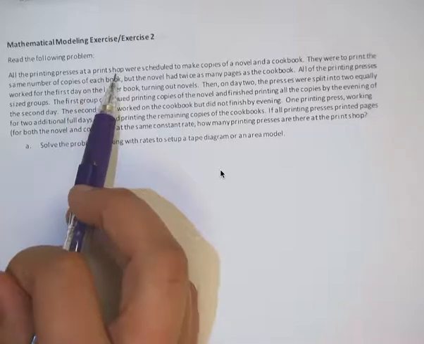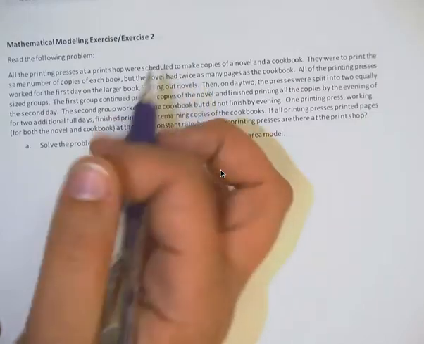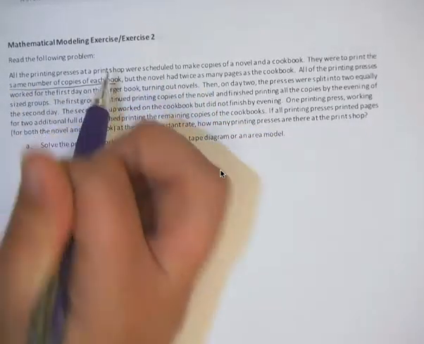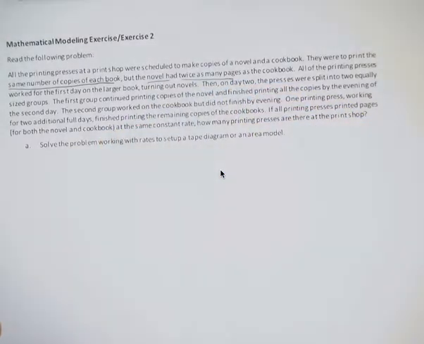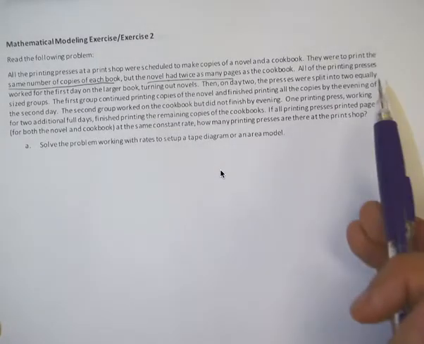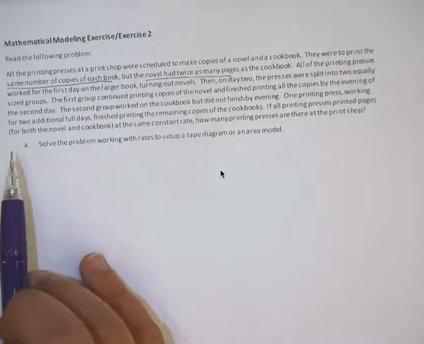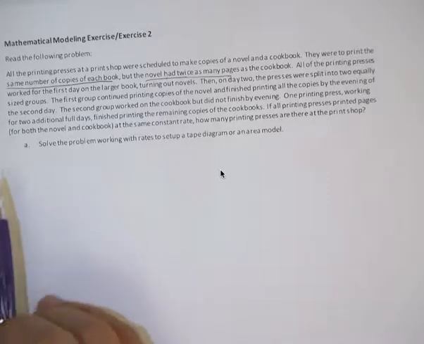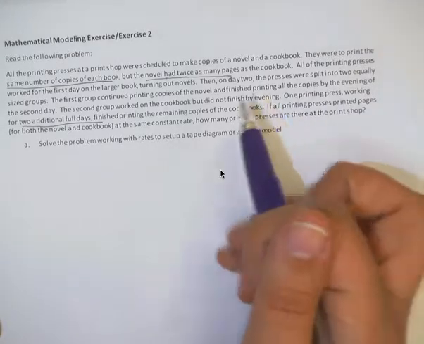All the printing presses at a print shop were scheduled to make copies of a novel and a cookbook. They were to print the same number of copies of each book, underline same number of copies. But the novel had twice as many pages. Novel, twice as many pages. All of the printing presses worked for the first day on the larger book, turning out novels, and finished printing all the copies by evening of the second day. The second group worked on the cookbook but did not finish by evening. One printing press, working for 2 additional full days, finished the cookbooks.